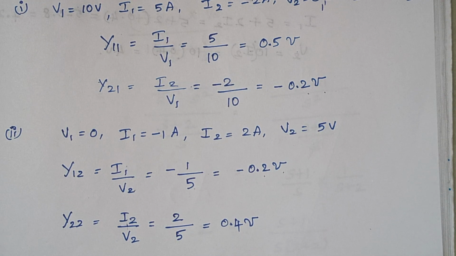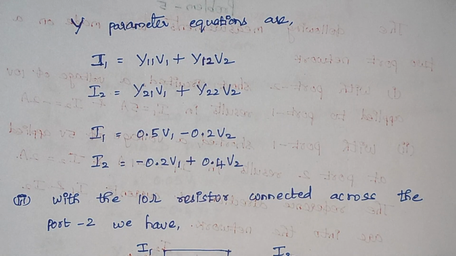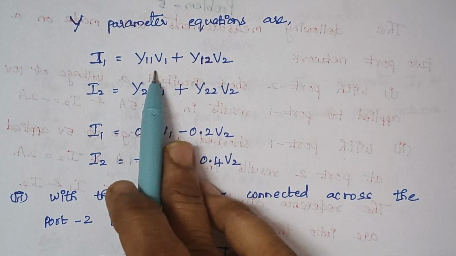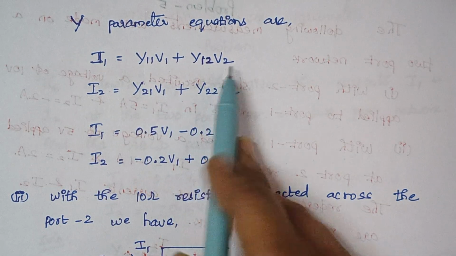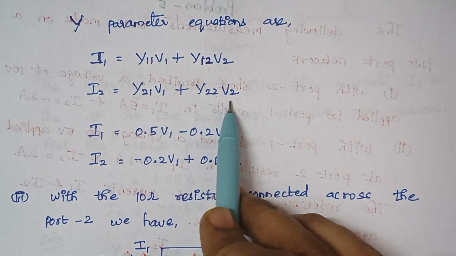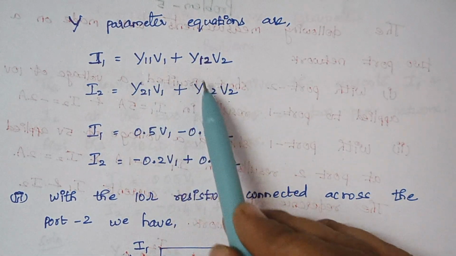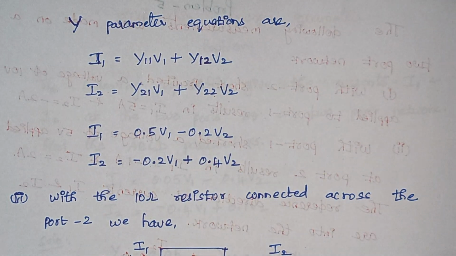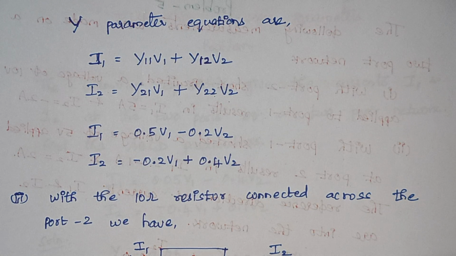So now we have calculated all the 4 Y parameters. The Y parameter equations are given as I1 equal to Y11 V1 plus Y12 V2, and I2 is equal to Y21 V1 plus Y22 V2. Now just substitute the 4 values Y11, Y12, Y21 and Y22. So the first part of the problem is over. We have calculated the Y parameters and we have framed equations for the Y parameters.